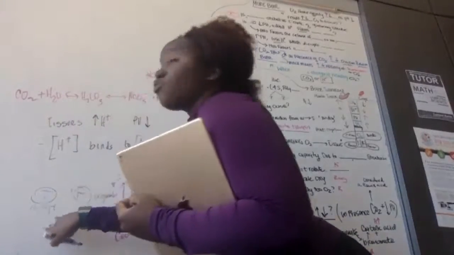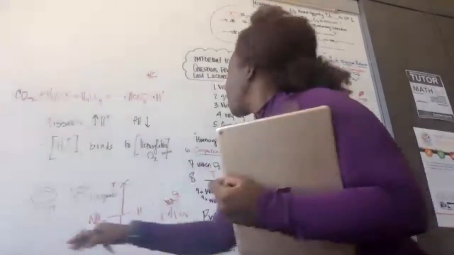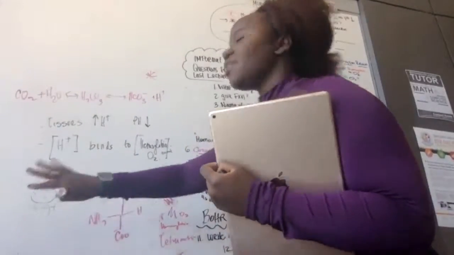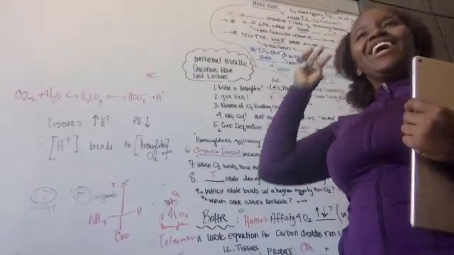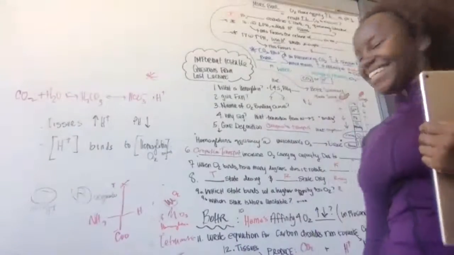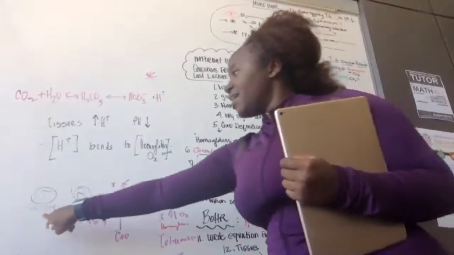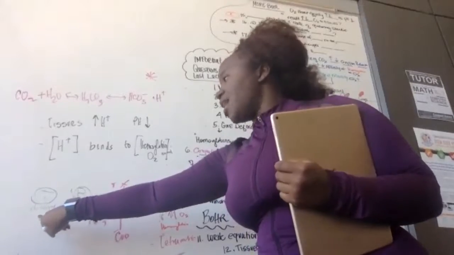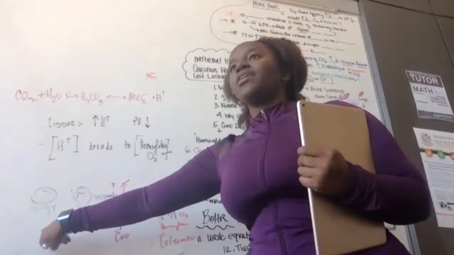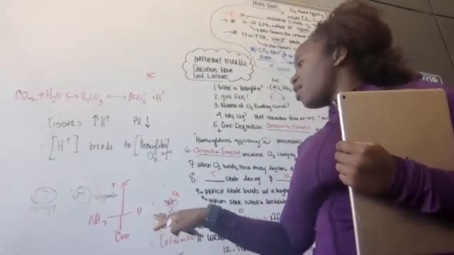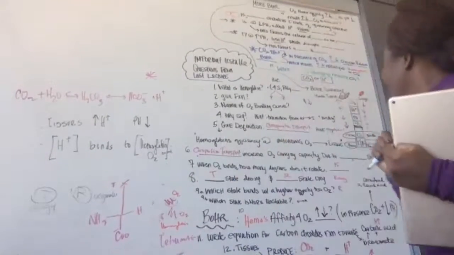Because we're trying to release. Is it because T can take more? Wait, which one takes? That's okay. Think of it like this. T is the deoxygenated one, so it's R. The answer I'm looking for is R.